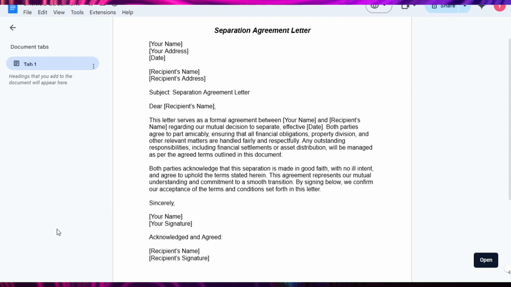By following this format step by step, you can create a clear and professional separation agreement that ensures a smooth and respectful transition. This letter helps both parties establish a formal understanding and avoid future disputes.